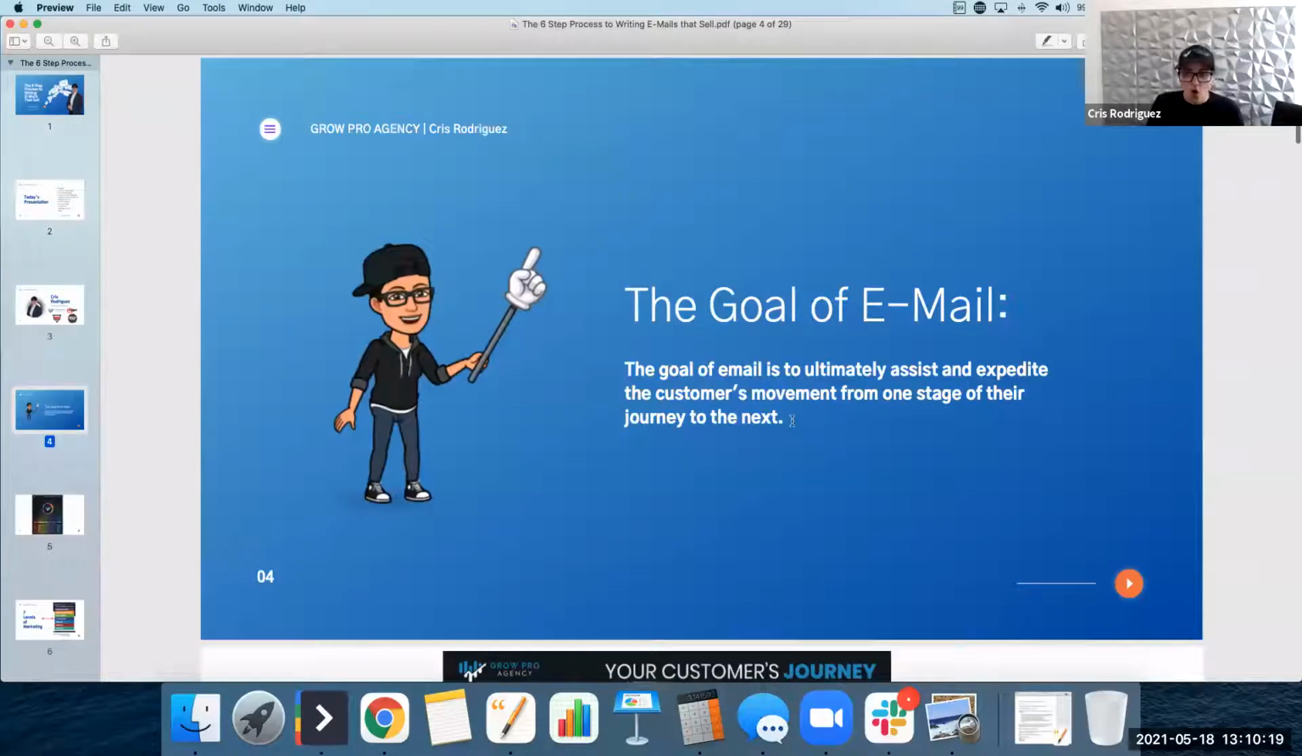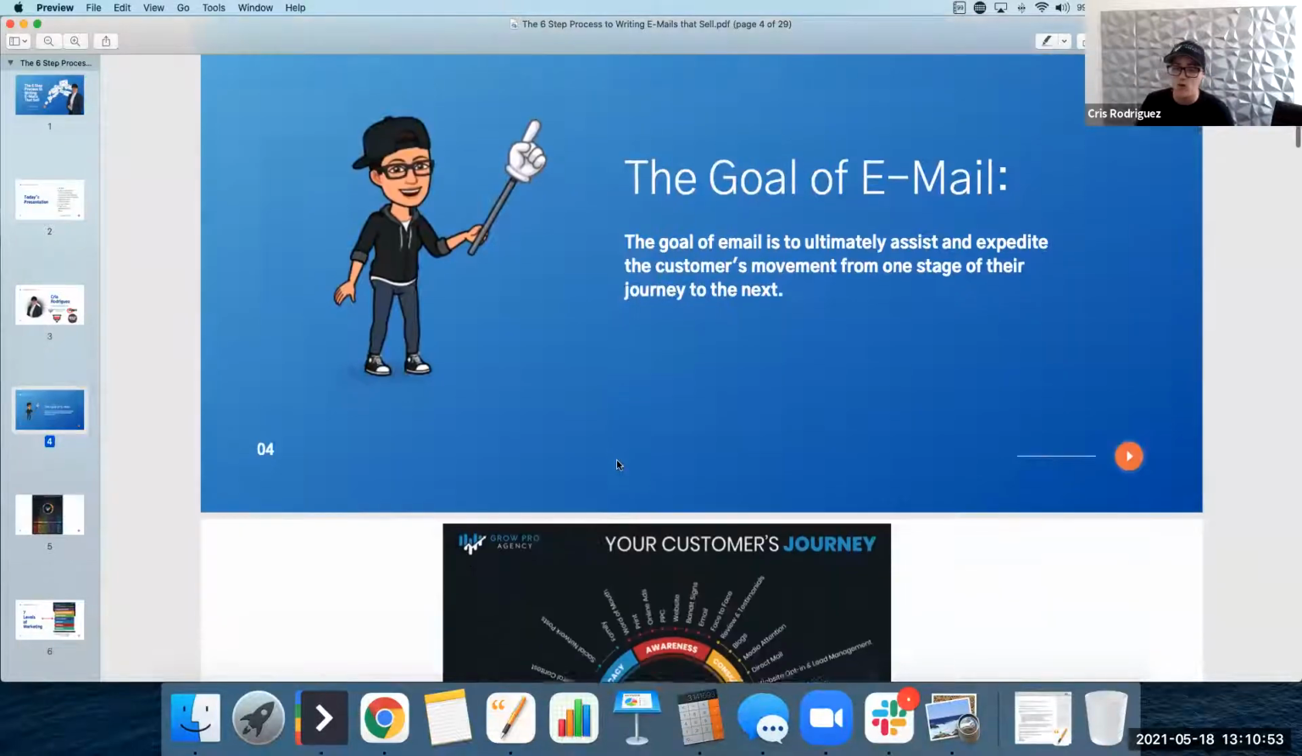So the goal of email, all right, this is it. If we had to sum it up in one sentence, the goal of email is to ultimately assist and expedite the customer's movement from one stage of their journey to the next. This is what I call the customer journey. This is something that I am really, really passionate about. The first time I ever spoke on this was at Steven Reinstein's Market Muscle conference a couple of years ago, and I've taught a course on this customer journey map. It's a future book that I want to write.